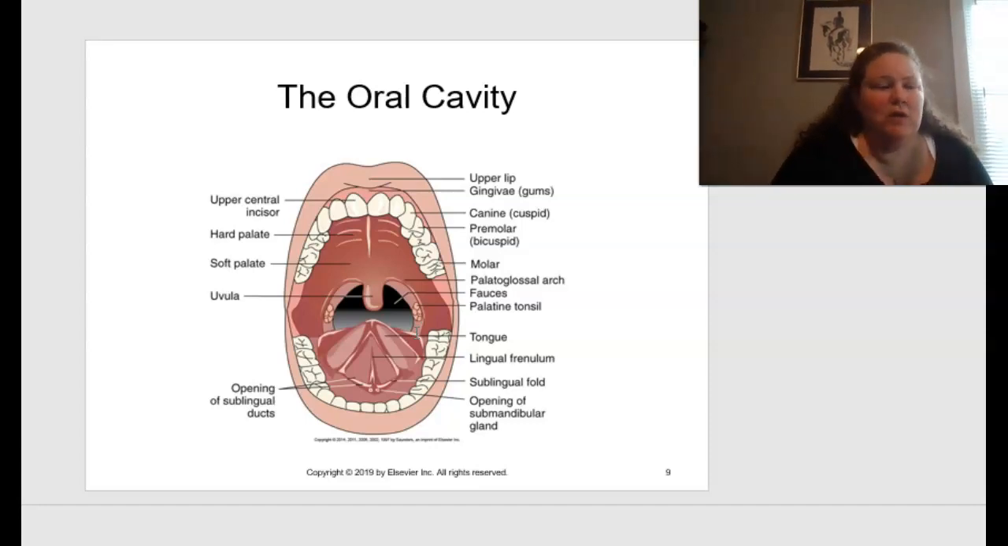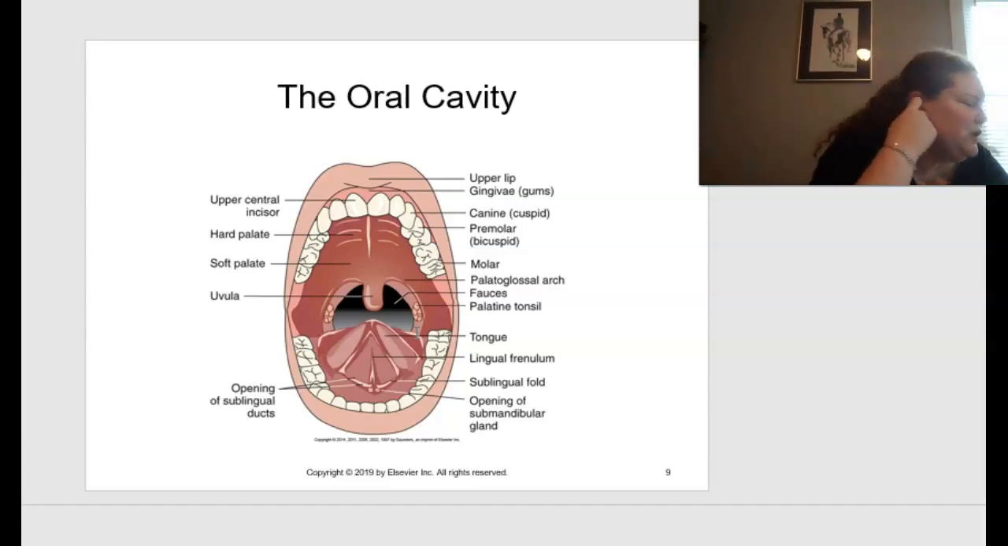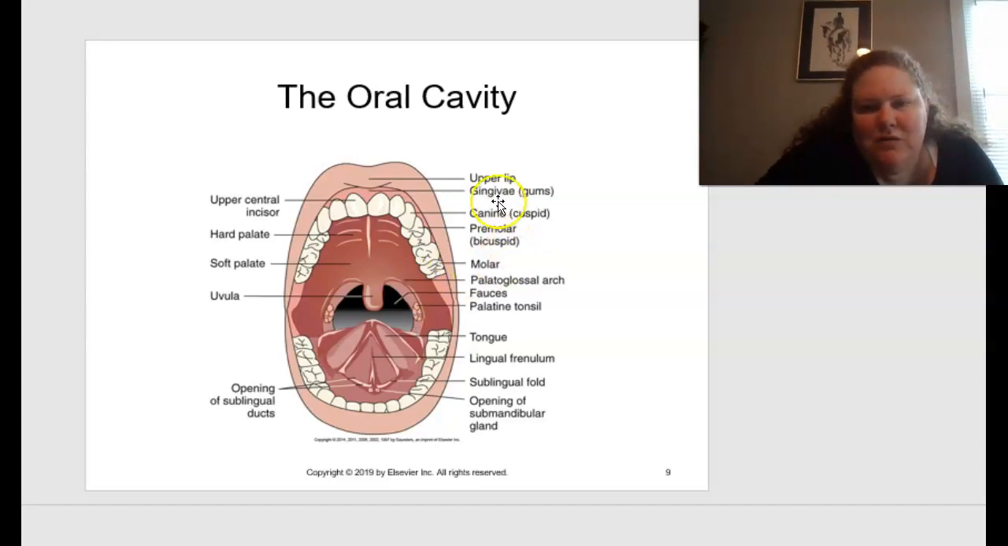This is a picture of the oral cavity, and this is on page 430. This just details the anatomy of where the lips, the gums, your different types of teeth, the uvula, which is that little dangly thing in the back of your throat, the palatine tonsils, which are the ones they usually take out if you have had tonsillectomies, your tongue, the sublingual ducts, and also the opening of the submandibular gland is there too.